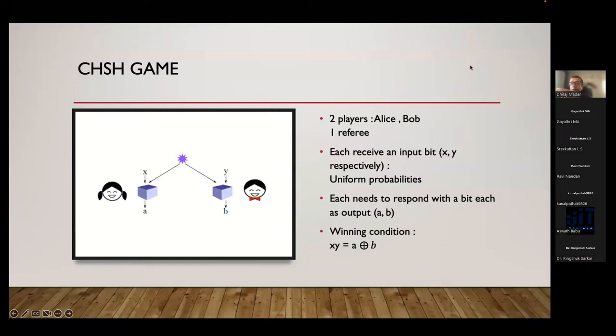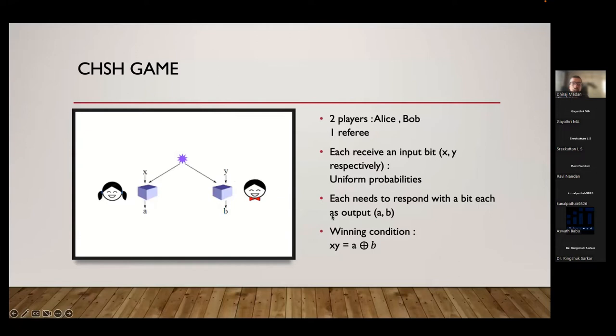So this is a game in which each player receives a bit as the input and they need to produce a bit as output. The input bits are independent and uniformly distributed between 0 and 1. However, the output bits A and B are decided by the players. Based on the input X, Alice needs to produce an output bit A. And based on the input Y, Bob needs to produce an output bit B.